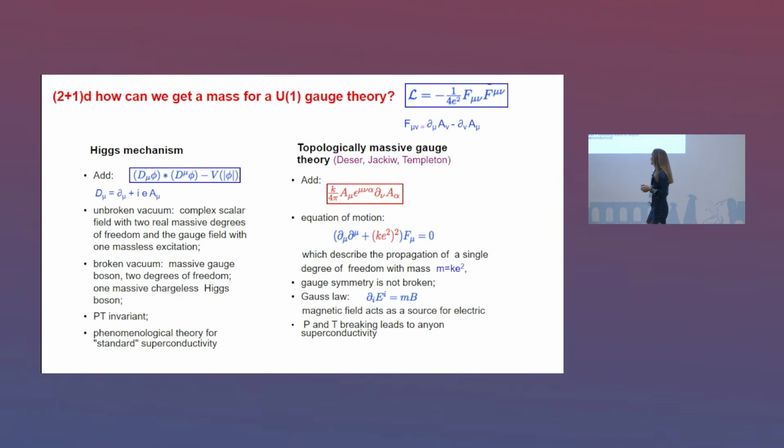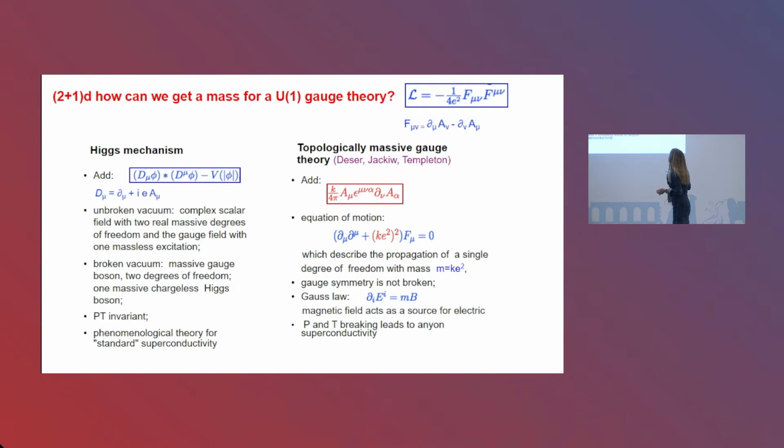I have an unbroken vacuum in which I have a complex scalar field that has two real massive degrees of freedom and one massless gauge excitation. Now, if I go into the broken vacuum, my gauge field becomes massive, and so I have 2 degrees of freedom for that, and I have a massive chargeless Higgs boson. This theory respects P and T symmetry, parity and time reversal, and this is the phenomenological theory that I discussed before for what is called, let me call it, standard superconductivity.